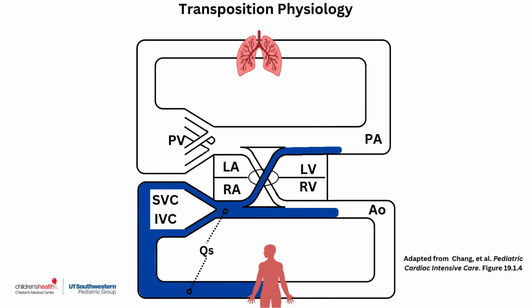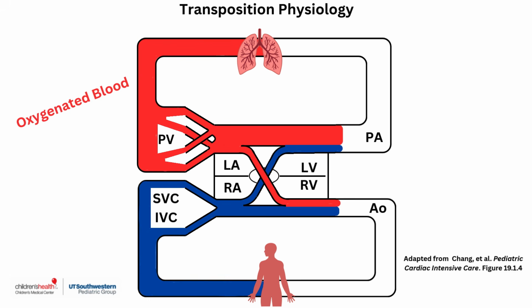But some of this blood crosses over to the pulmonary circulation through an anatomic shunt. It is this blood volume that is the effective pulmonary blood flow. Now let's move to the oxygenated blood.